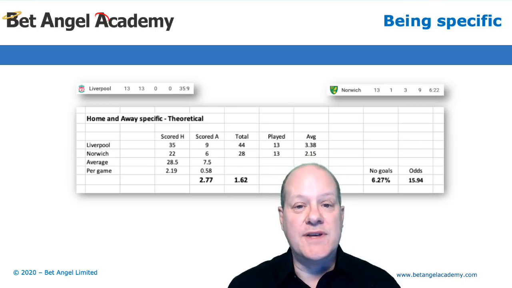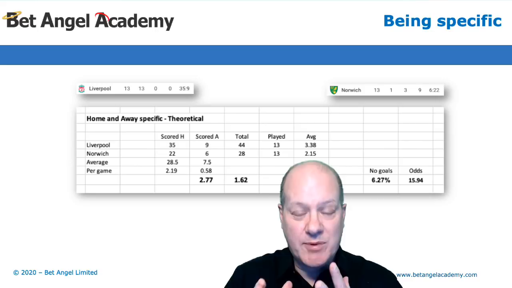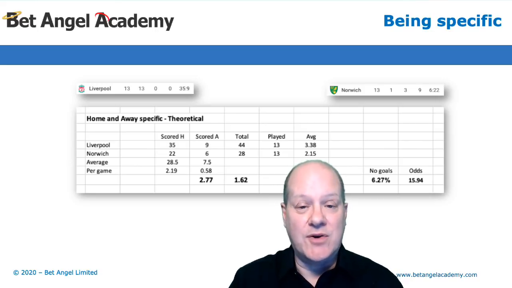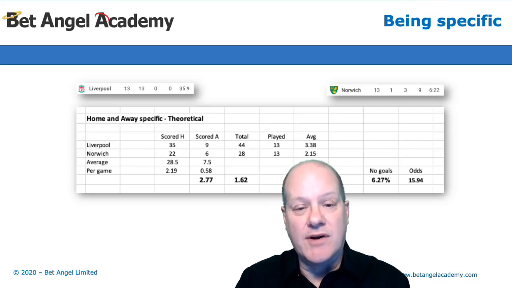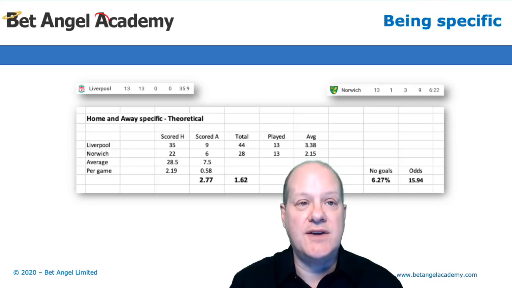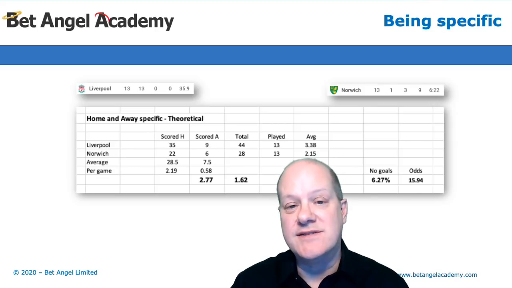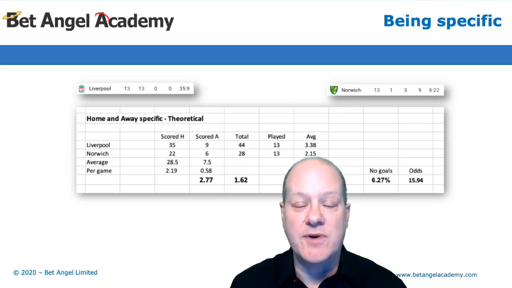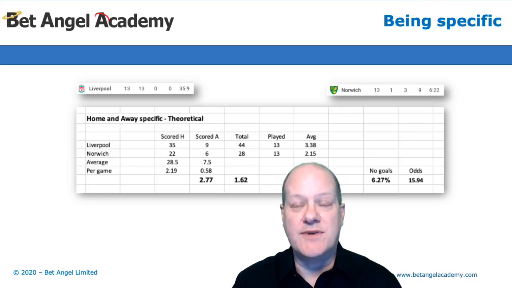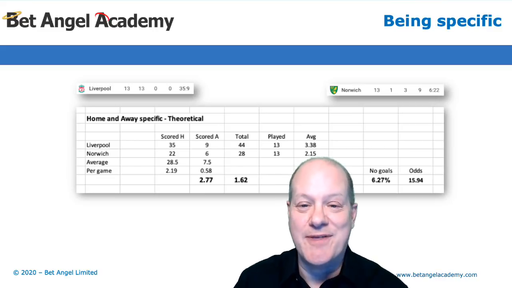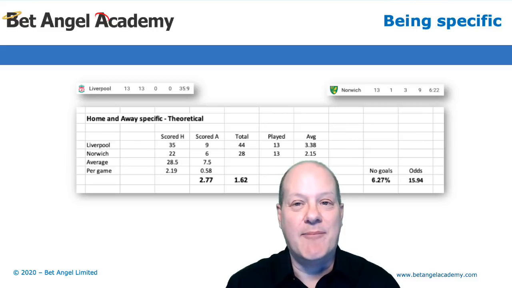And the reason for this is we are now taking Liverpool's home record and comparing it to Norwich's away record. So here you can see that Liverpool have scored 35 at home and conceded 9 when they've played there, for a total of 44 over 13 games, which is 3.38, which is pretty impressive, to be honest. 44 goals over 13 games is a pretty big number.